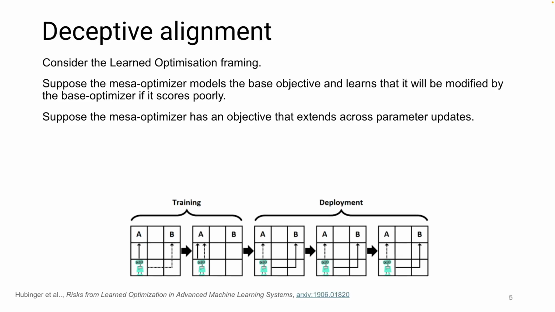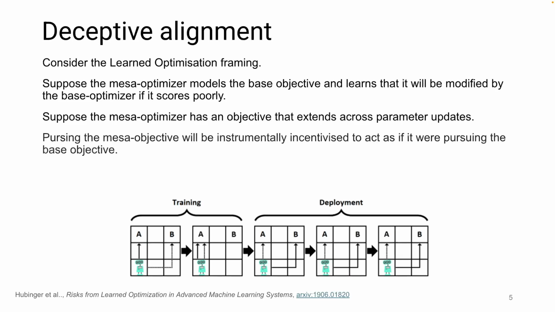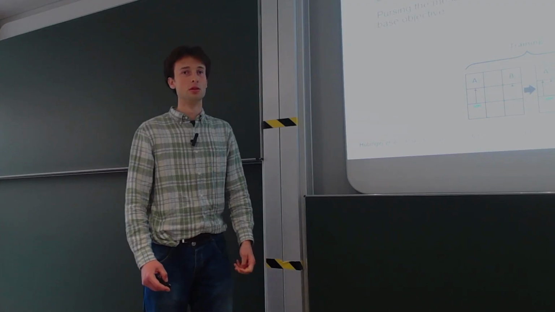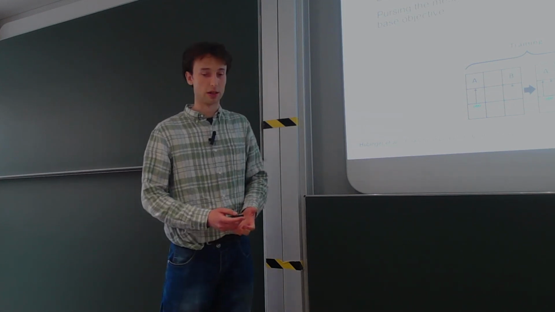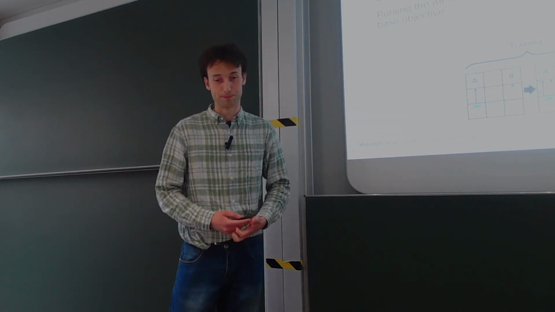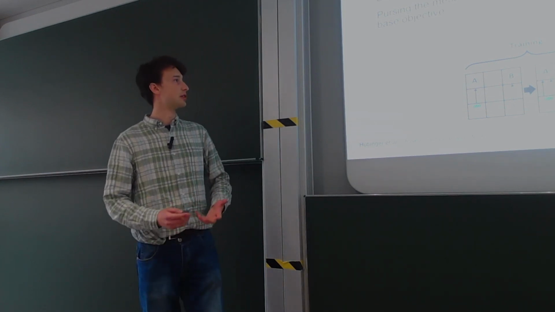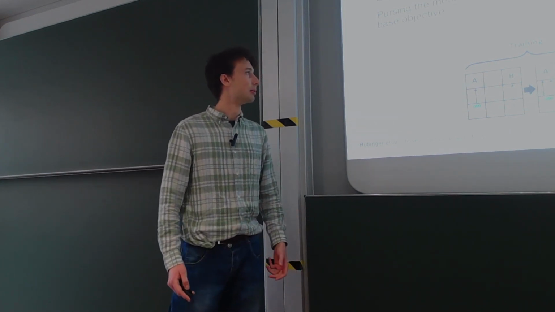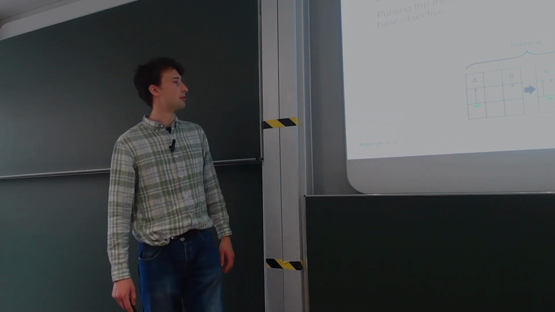And let's also suppose that the mesa optimizer has an objective that extends across parameter updates, so in particular, across episodes. So it's not just acting myopically, in the instant. It's got some longer term goal that it's trying to pursue. In this case, the mesa optimizer will be instrumentally incentivized to act as if it were pursuing the base objective. In order to maximize its chance of taking actions to further its goals, it should avoid being modified. And to avoid being modified, it should act aligned with the base objective.